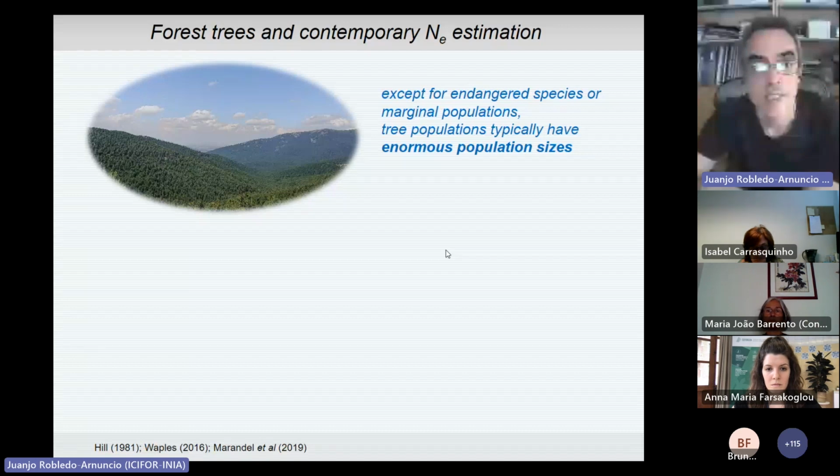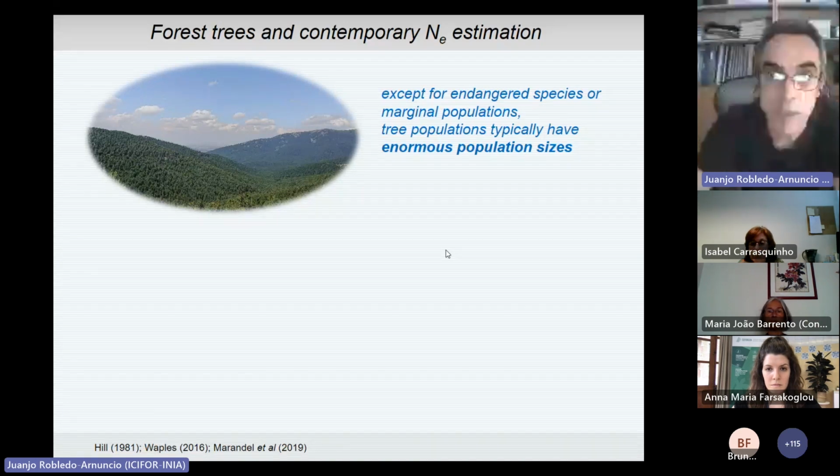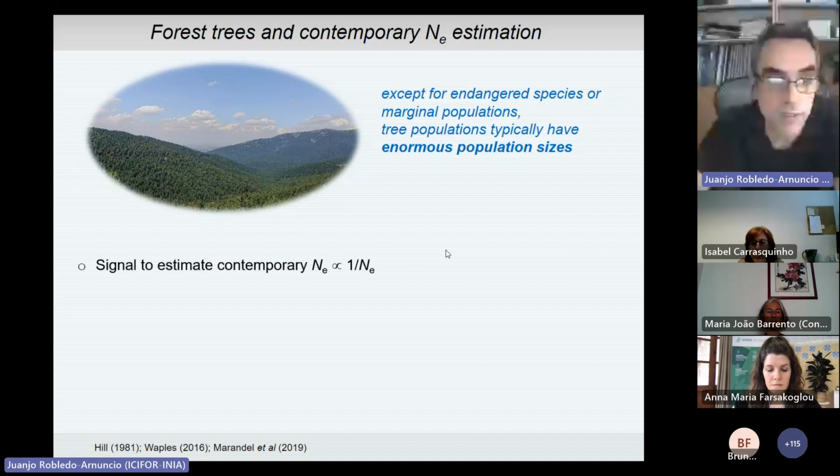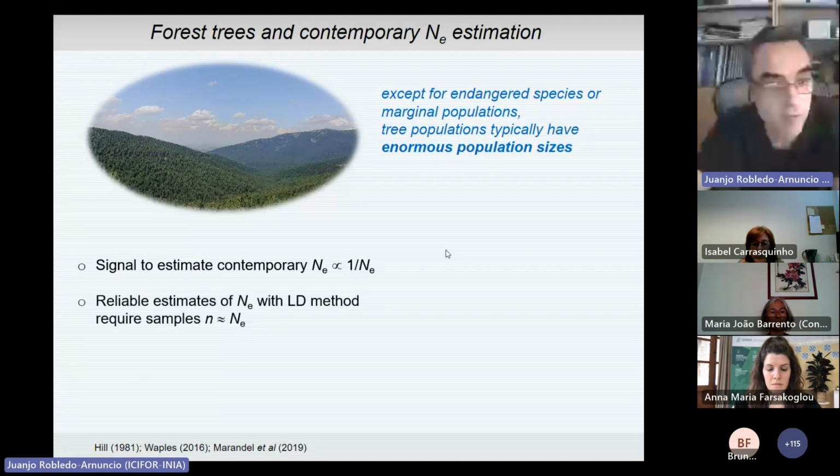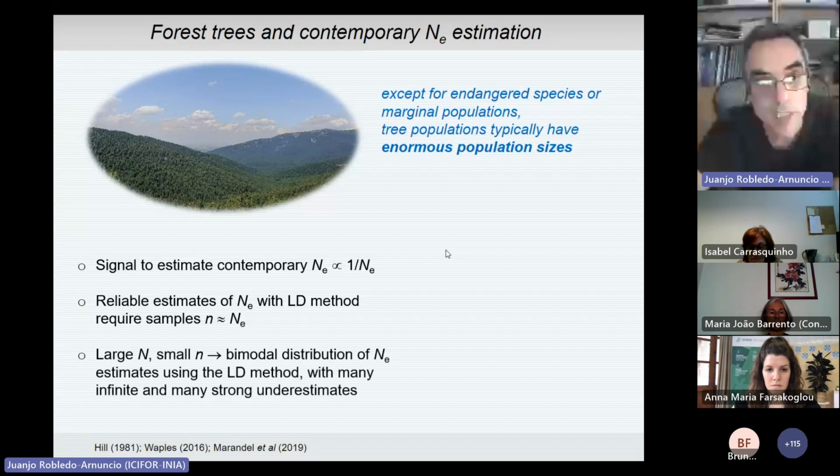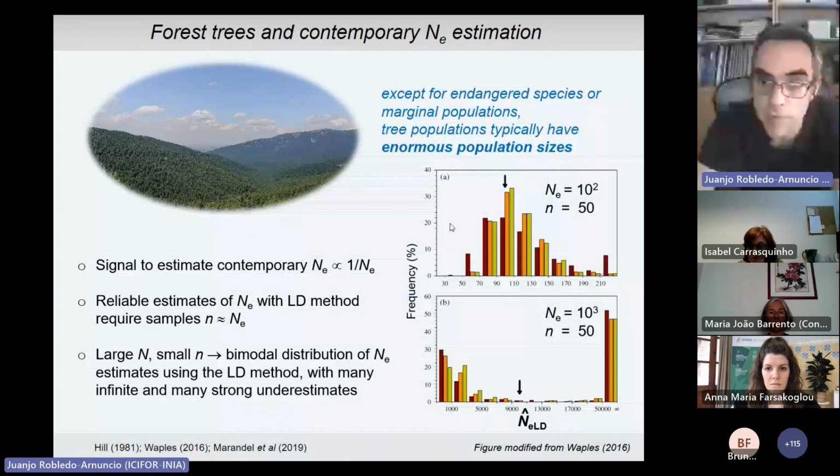Then, except for endangered species or marginal populations, trees typically have enormous population sizes, and the problem is that the signal to estimate NE is inversely proportional to population size. So to get reliable estimates of NE with the linkage disequilibrium method, we require samples of the same order of magnitude as the effective size. And when N is large and the sample size is small, we typically get a bimodal distribution of estimates with many infinite ones and many that are orders of magnitude smaller than actual values, okay? On the top figure, you see a case with a small population where estimates work better.